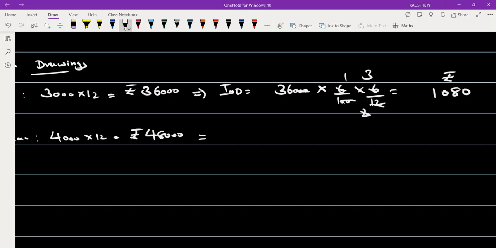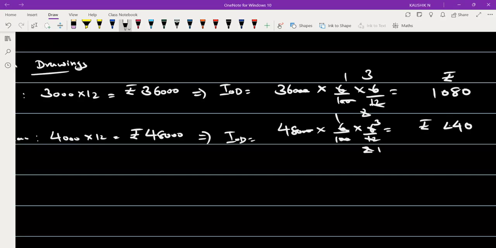Similarly calculated for Mohan. Interest on drawings is equal to 48,000 into 6/100 into 6/12. So cancelling the two zeros of this, two zeros of that, one time, two times, one time, three times. 480 into 3. 0, 8 3s are 24, 2 carry over, 4 3s are 12, 13, 14. So 1440.